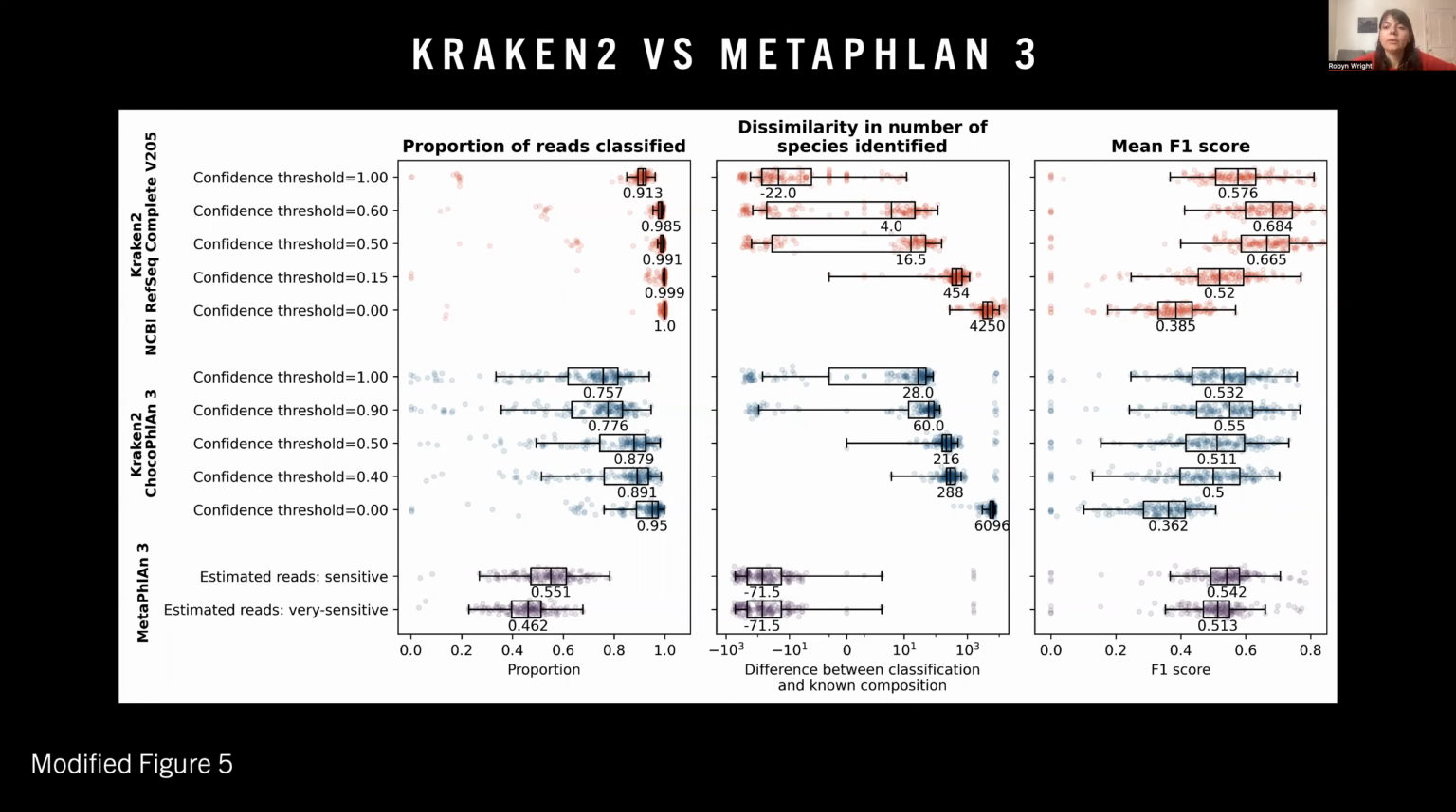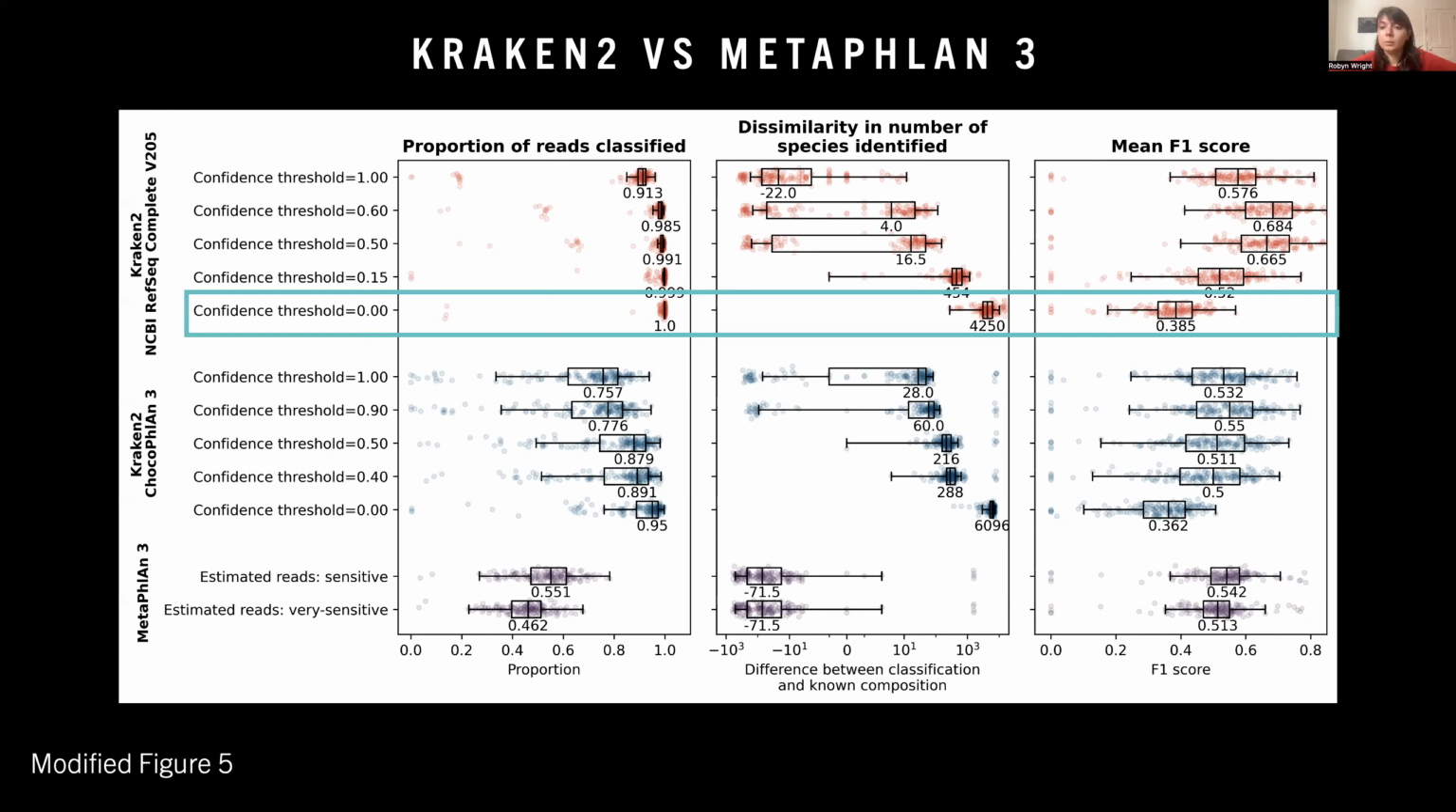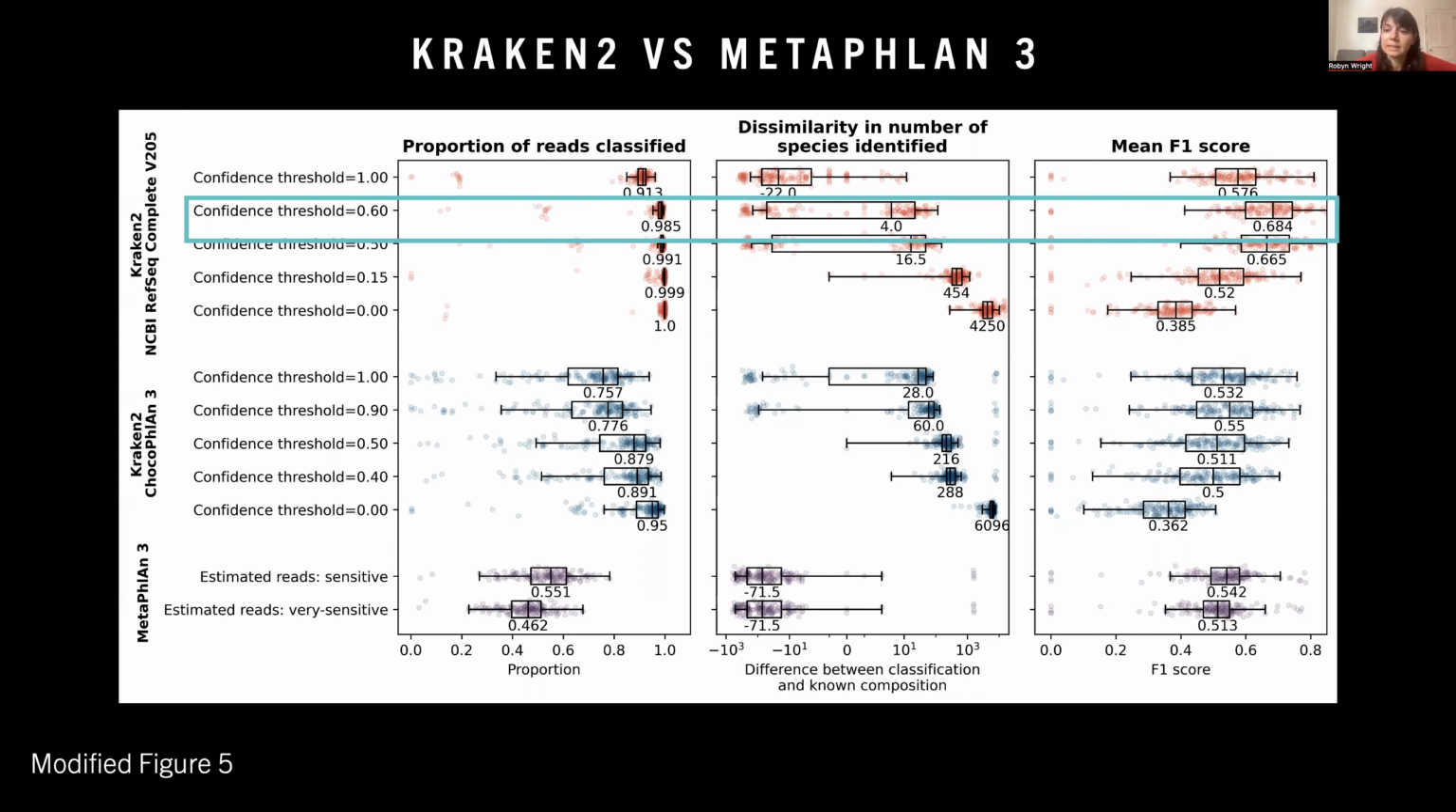So here, when we look in all of those simulated samples, so each of the points, we see that while there is some variation in which tool performs the best, generally Kraken with the RefSeq complete database can have a more optimal value than MetaPhlAn3. Although I think it's really important to point out that if we just use the default of no confidence threshold with this, then we would identify over 4,000 too many species, and the F1 score would only be 0.385, while for the optimal value, we identify only 4 too many species, and the F1 score is 0.684.